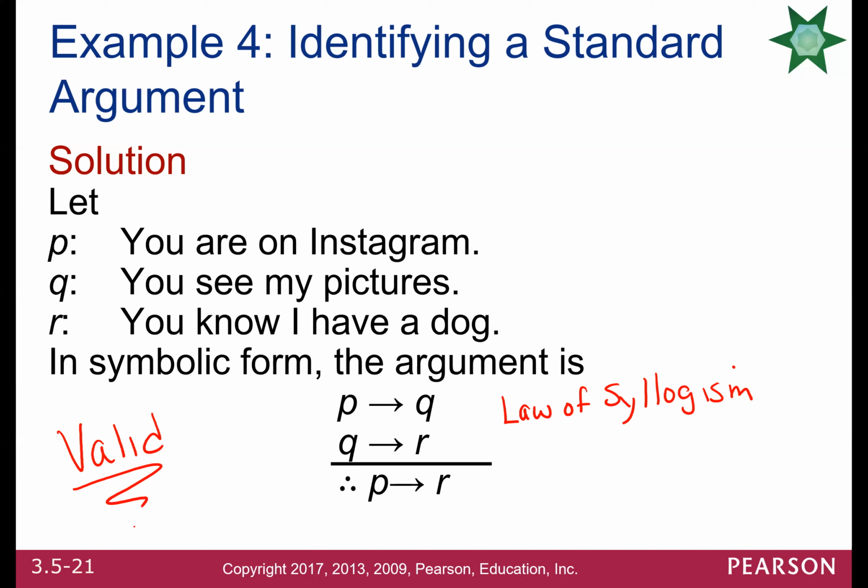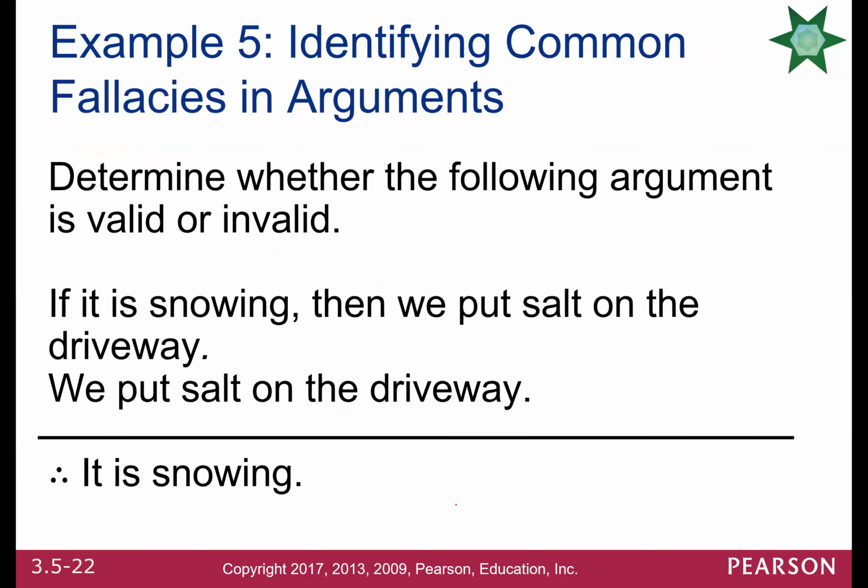All right, let's look at another one. Determine whether the following argument is valid or invalid. If it is snowing, oh, it is, isn't it? If it is snowing, then we put salt on the driveway. The second premise is we put salt on the driveway. So the conclusion is it is snowing. So I'm going to let my statements be P, it's snowing. I'm going to let Q be we put salt on the driveway. So those are going to be my 2 statements.